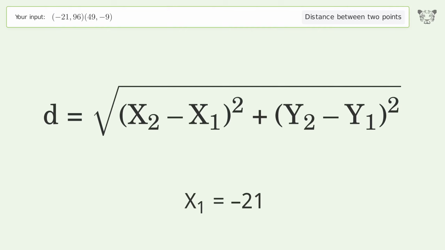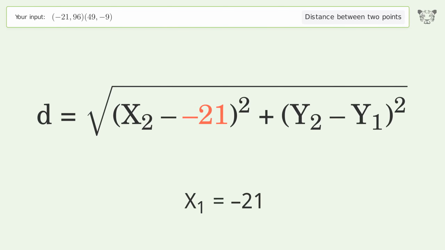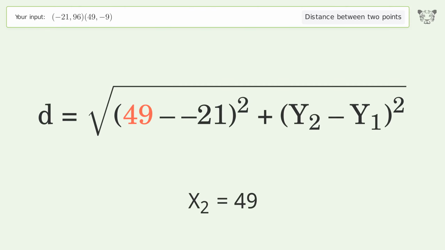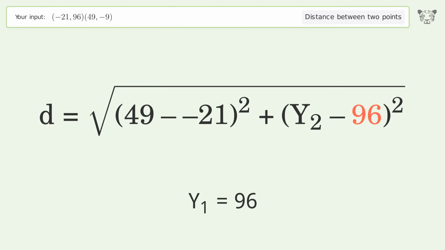x1 equals -21. x2 equals 49. y1 equals 96. y2 equals -9.